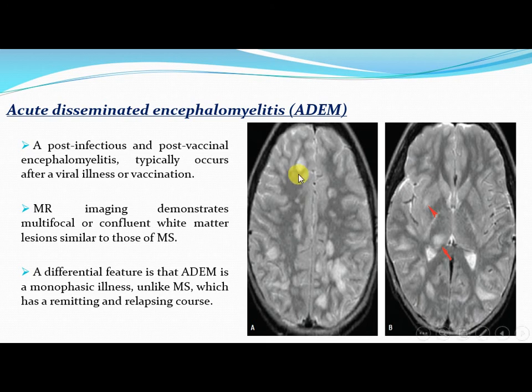This condition also involves gray matter, like the putamen and thalamus.